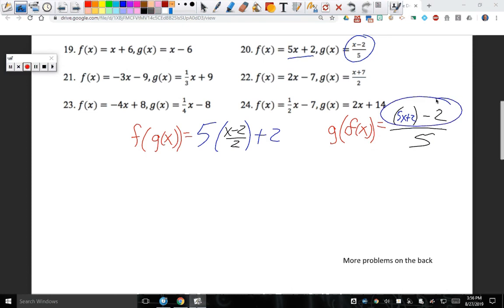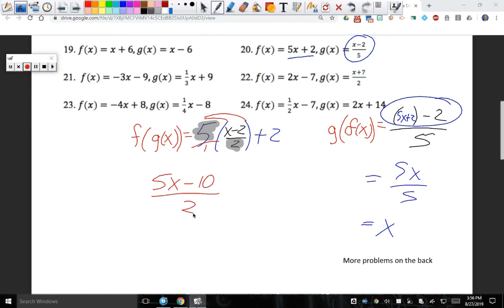What does the top cancel to? 5x. Nicely done. Nice speed. What does it now fully cancel to? X. Let's do this one. Think about what I showed you today. If I'm multiplying this across, this is the same as 5 over 1. You with me? Ask yourself, does 5 and 2 cancel, reduce right now? They don't. So I will distribute 5 to get 5x minus 10, and on the bottom I still have 2.